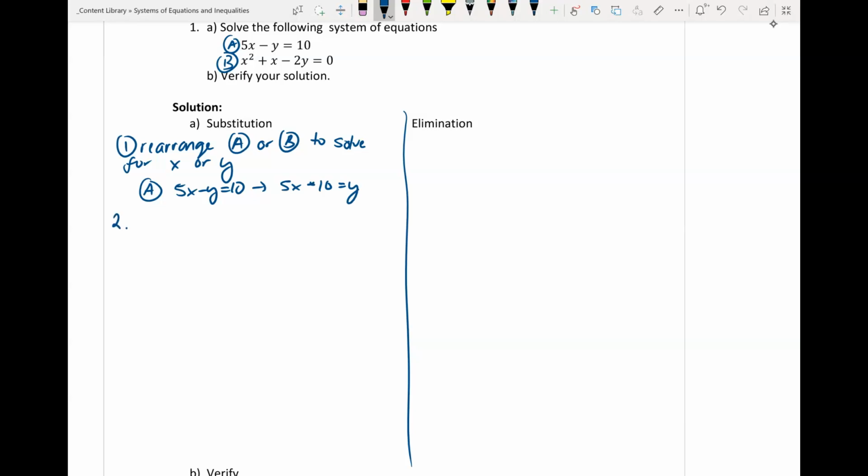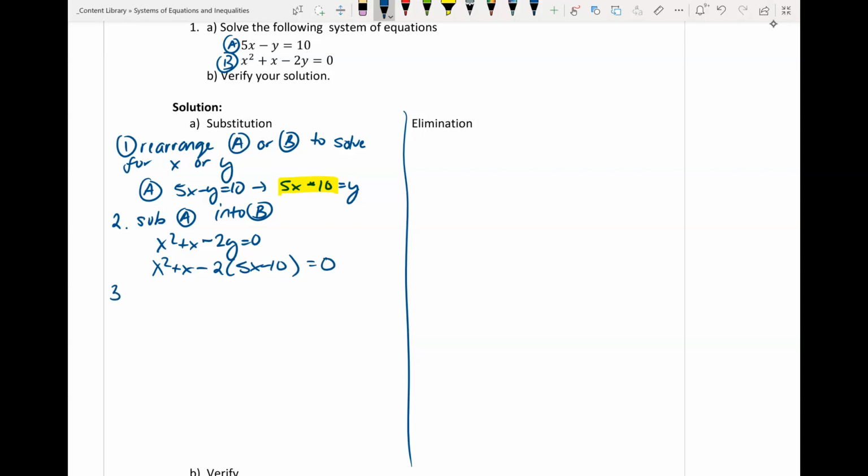Our second step is we're going to sub the equation we just found, A, into B. So this is B. And I just found what y is equal to right here. I'm going to plug in 5x minus 10 every time I see a y. So this y is going to be replaced with 5x minus 10 instead because we found that in part 1.